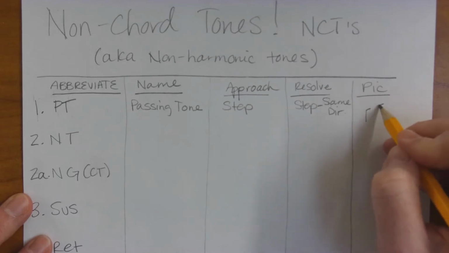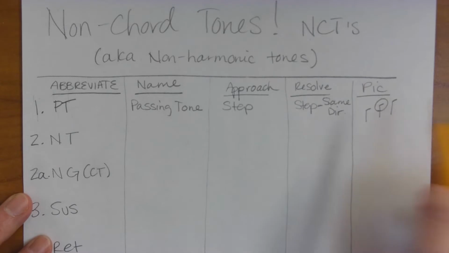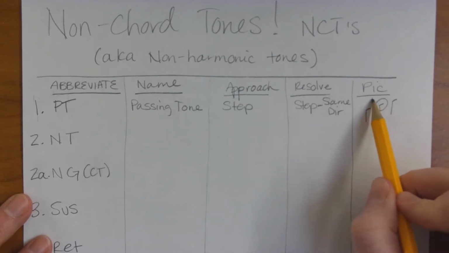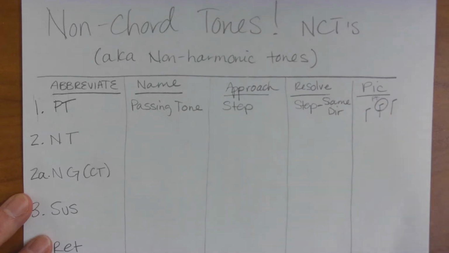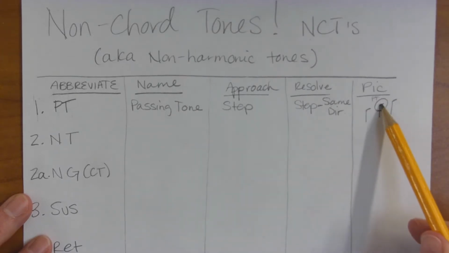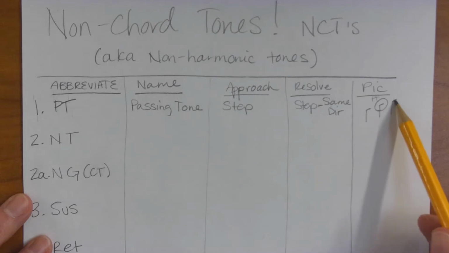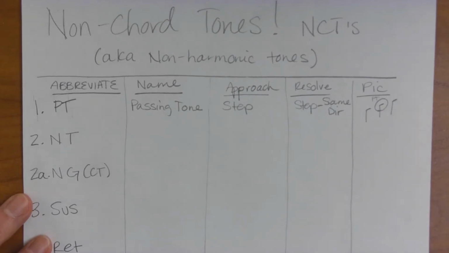All right, so you've got this. This is your passing tone. This is what we would label. You would circle it just like this in your notation, and you could write PT right next to your circle. You can see that it's approached by step and resolved by step right after it.